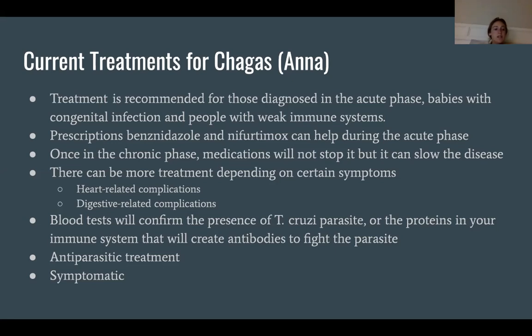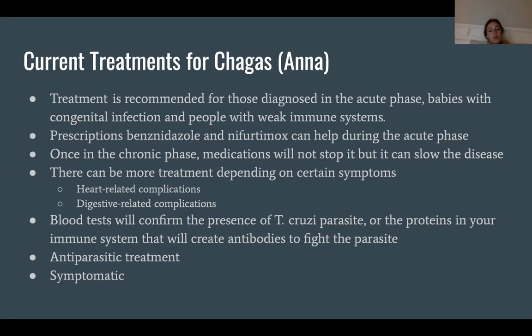So blood tests are used to confirm the presence of the parasite, or it's used to test the proteins in your immune system and see if you have antibodies that were created to fight the parasite. And then there's anti-parasitic treatment. And so that kills the parasite, and it is the most effective in the acute phase. And it's used for all cases of acute or reactivated and chronic infection up to the age of 18. So this includes congenital infections. This treatment is advised for people up to 50.